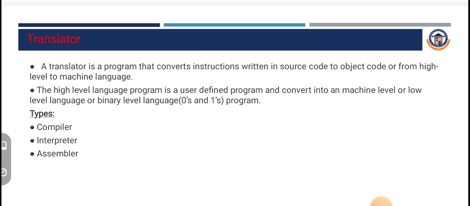There are three different types of translator. The first one is the compiler, the second one is the interpreter, the third one is the assembler.